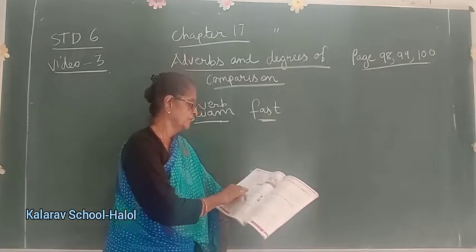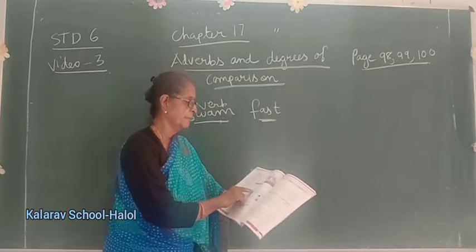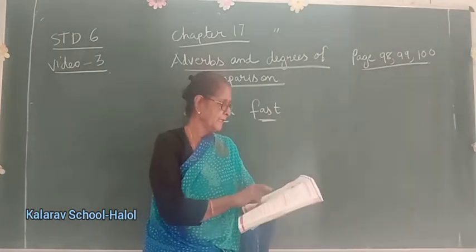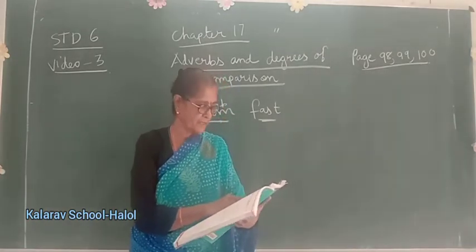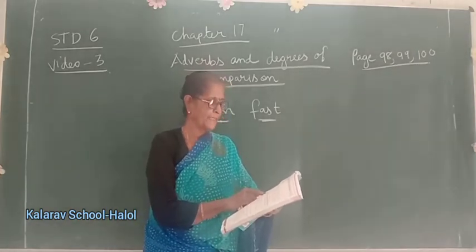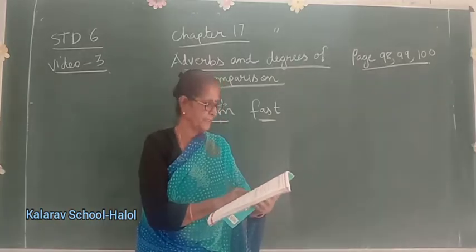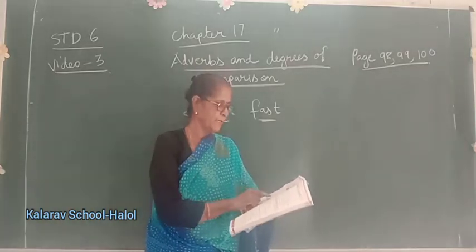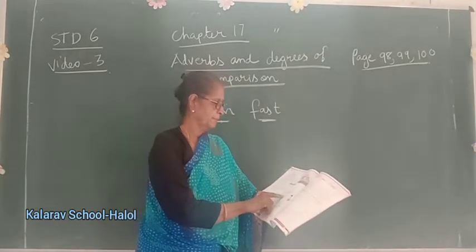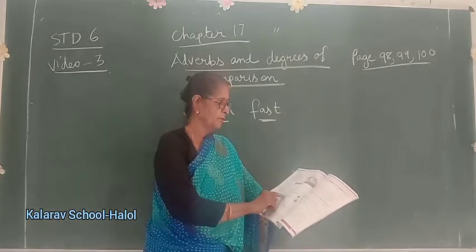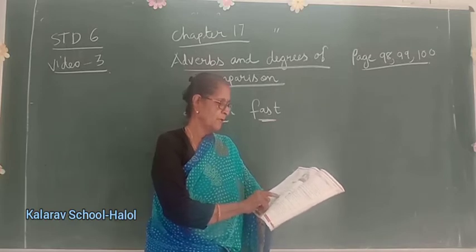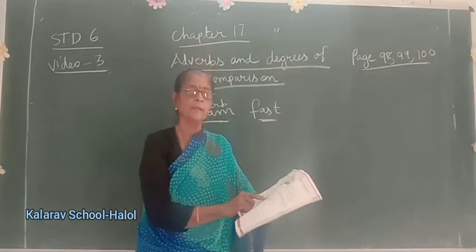In the above sentences, faster and fastest are the comparative and superlative degrees formed by adding ER and EST to the adverb fast. Adverbs ending in LY or double L are changed to the comparative and superlative degree by adding more and most. See, Monica sang melodiously. Meeta sang more melodiously than Monica. Swati sang most melodiously among all and won a prize.